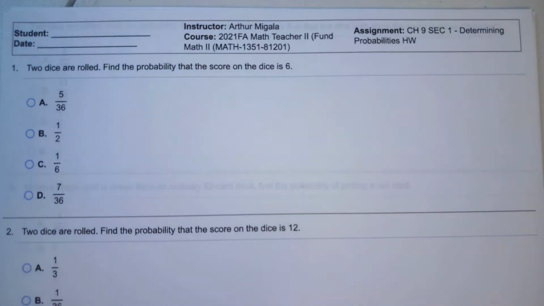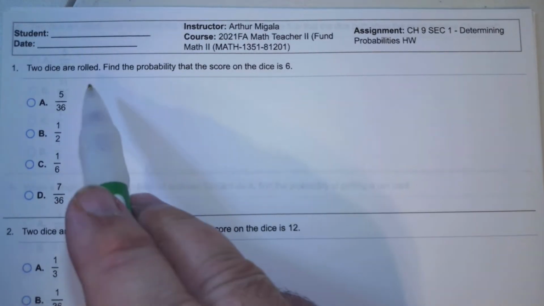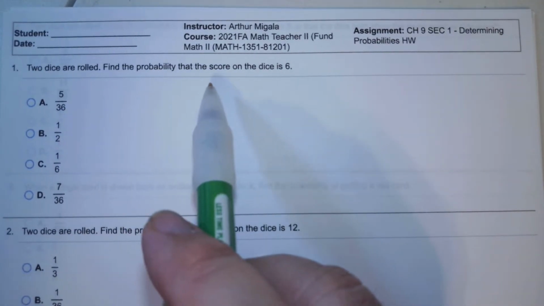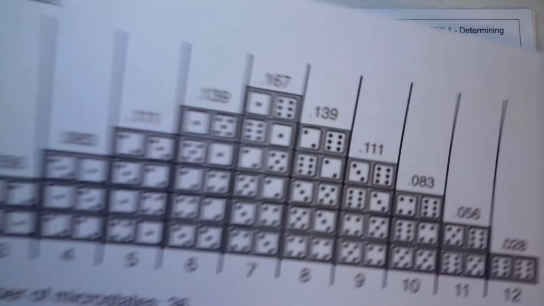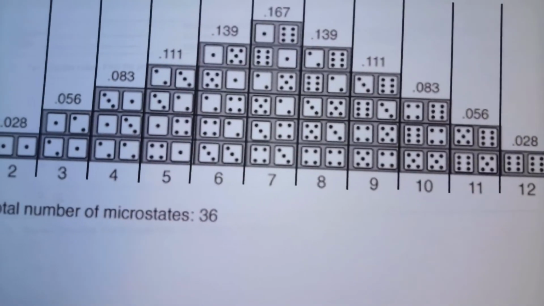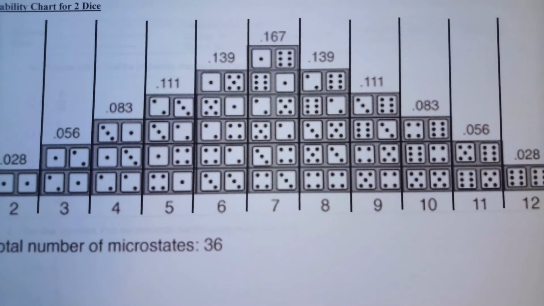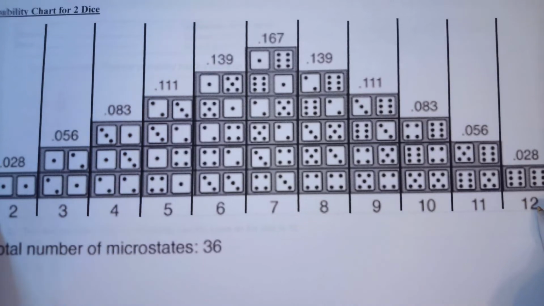Alright, let's look at the first question. Two dice are rolled. Find the probability that the score of the dice is 6. Well, we talked about this during lecture. Here are the possibilities. If you have two dice, the smallest that can come out is 2, and it only happens once. The biggest is if they both are 6s, which equals 12. Everything else in the middle has to happen.